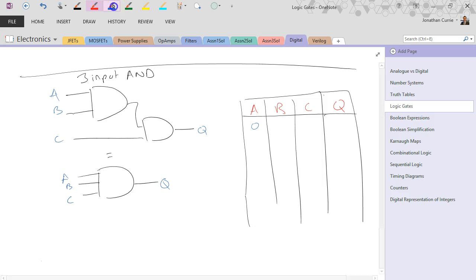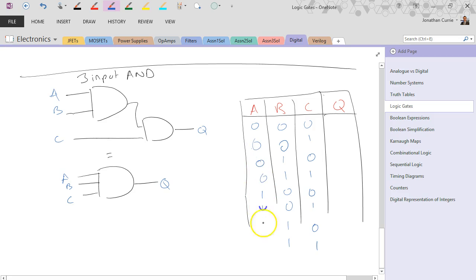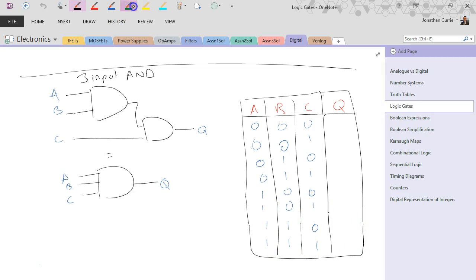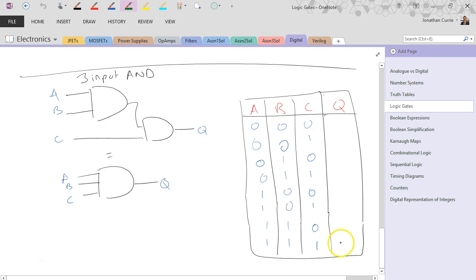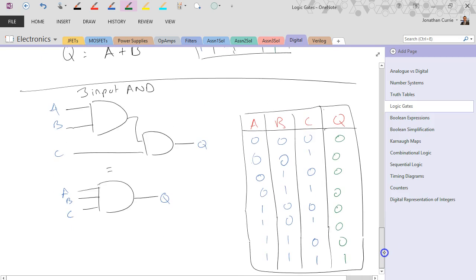C, Q, 0, 1, 0, 1, 0, 1, 0, 1, 0, 0, 1, 1, 0, 0, 1, 1, 0, 0, 0, 0, 1, 1, 1, 1. Noting we have 8 rows because we now have 3 inputs, 2 to the power of 3, and only if all 3 are on, A and B and C, then the output goes to a 1. Otherwise, it would always be 0.